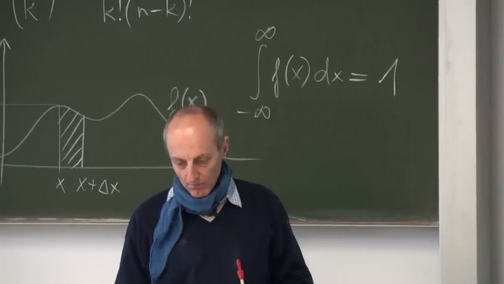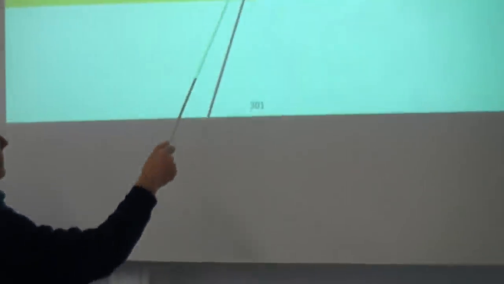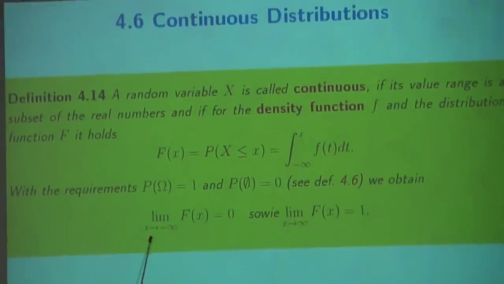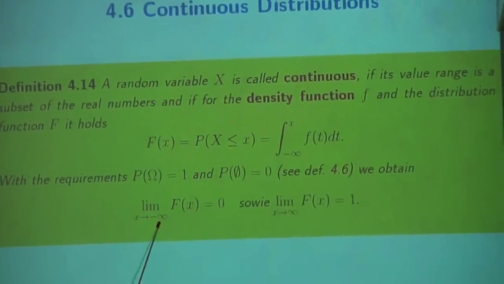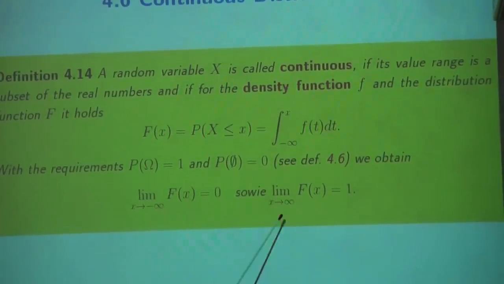Yeah, and here we have two special cases. If x goes towards minus infinity, then of course we get a 0. And in the limit x towards infinity, which is then the integral over the whole real numbers, it must be 1.